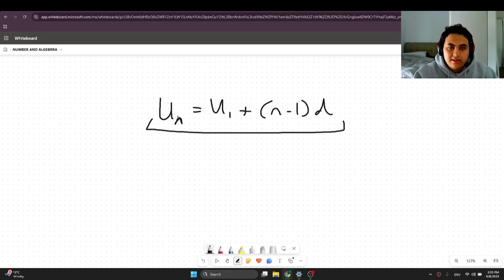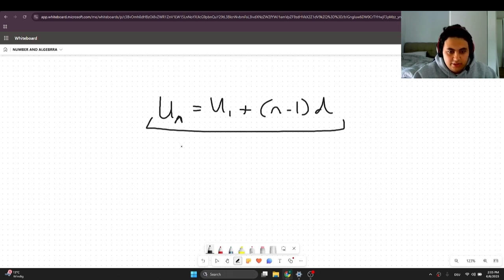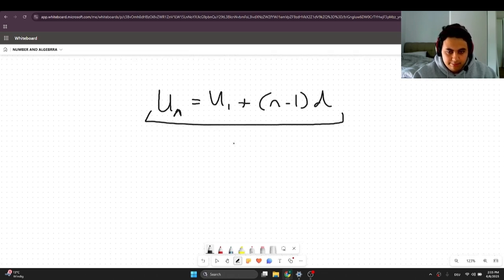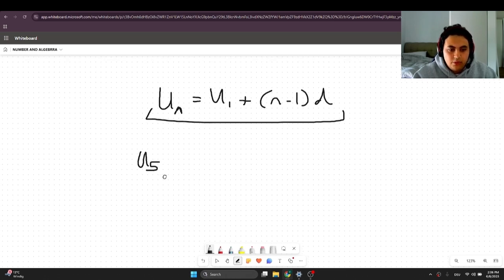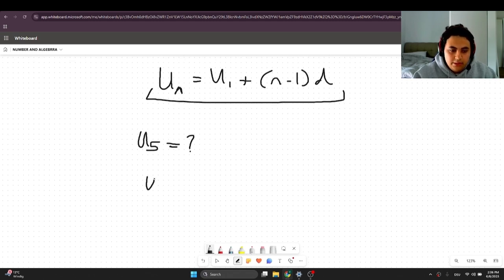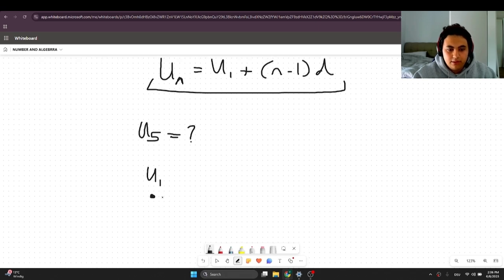So first of all, un is the nth term that we're trying to find generally, yeah? Now the reason I said earlier that you always need u1 is because this is what you're going to need for a formula like this, yeah? Now let's say you want to find u5. We don't know what it is and we need to find it. You're going to start at u1, the first point that you have. Let's say you're given u1, yeah?